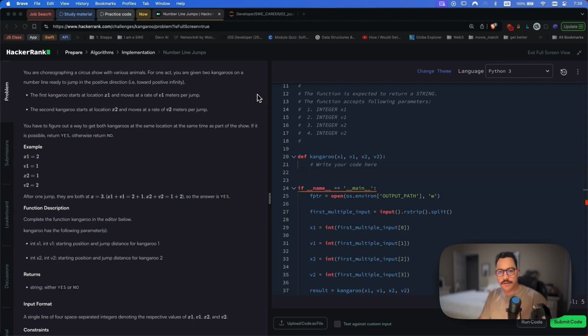We're going to continue our series, solving problems. Today we have number line jumps. It's the following problem after apples and oranges. If you haven't checked that one, go ahead and check it out.